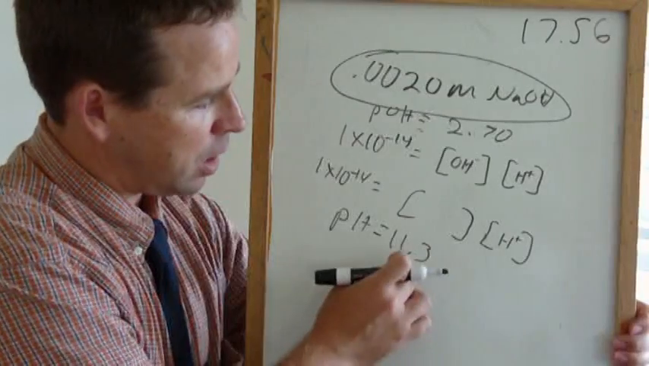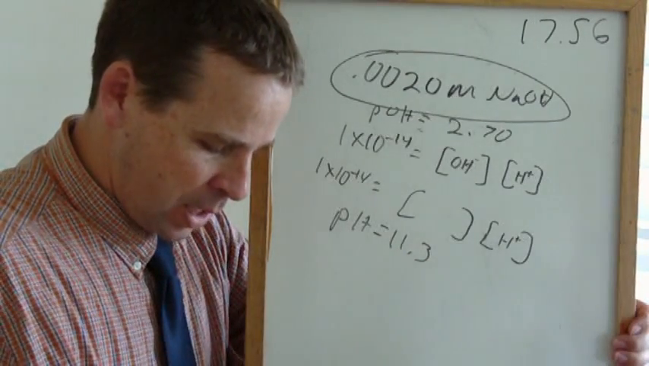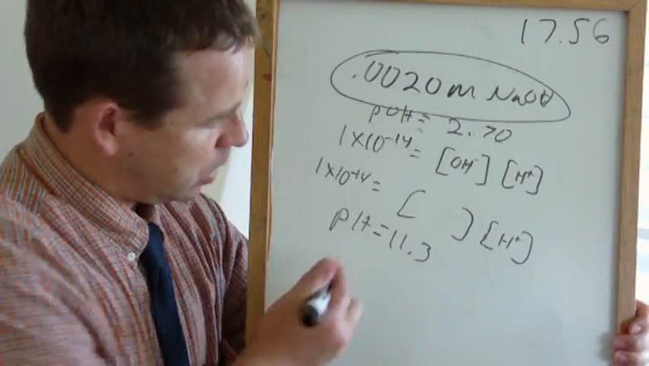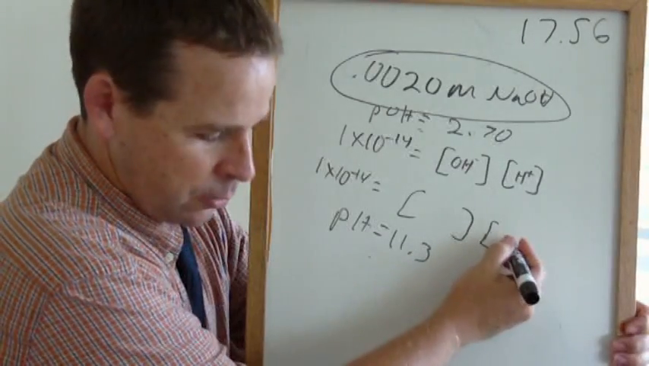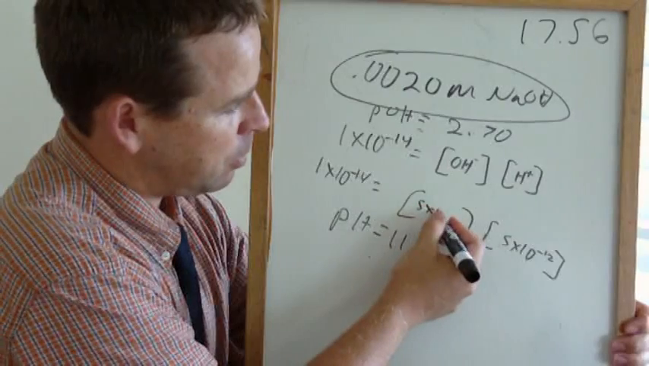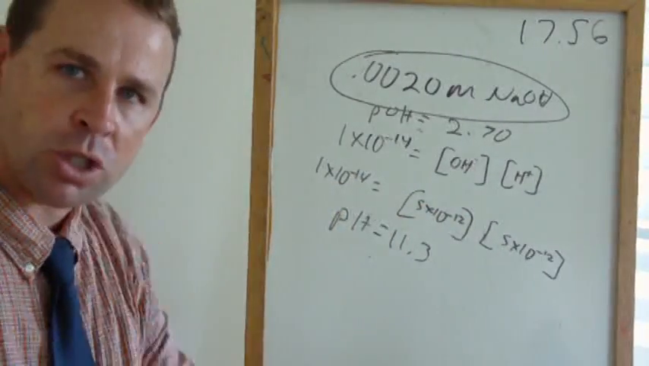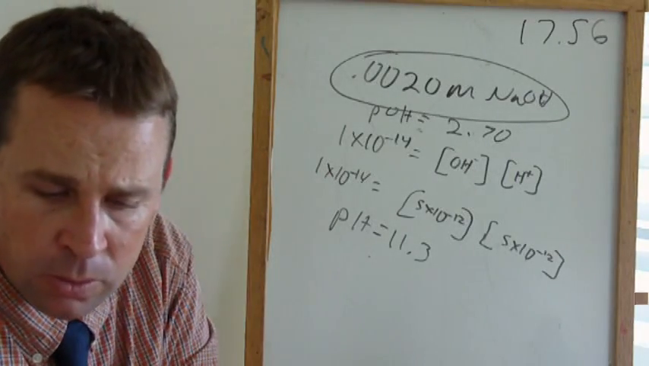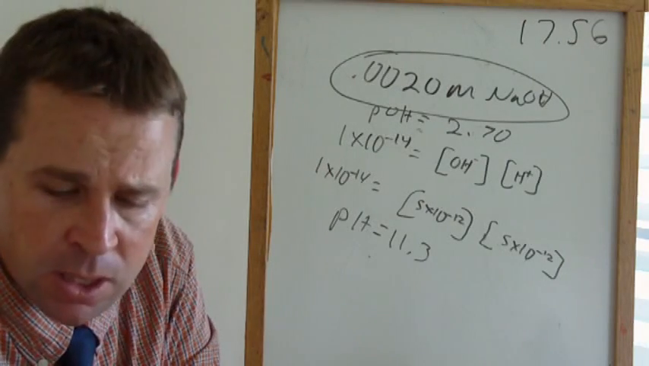That means the hydrogen ion concentration would be 10 to the minus 11.3. So this hydronium ion concentration is 5 times 10 to the minus 12. And that means 5 times 10 to the minus 12 hydroxide ions would be dissociated as well. So that's the answer, 5 times 10 to the minus 12.